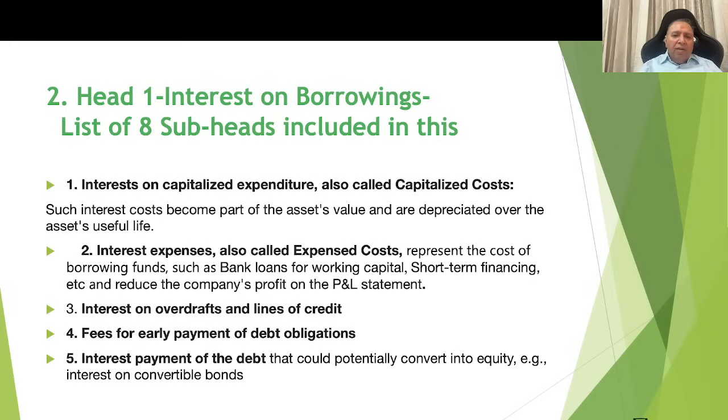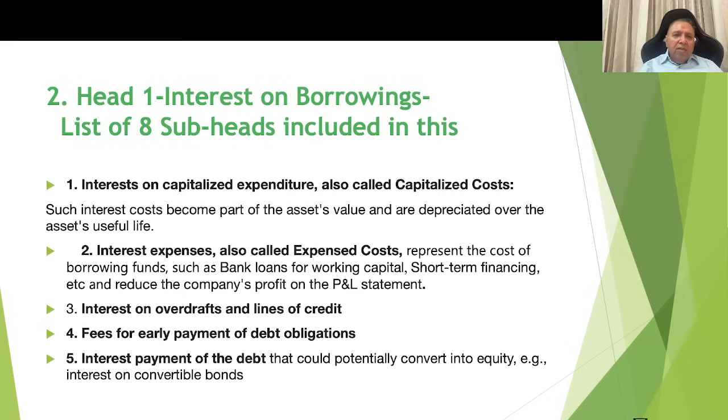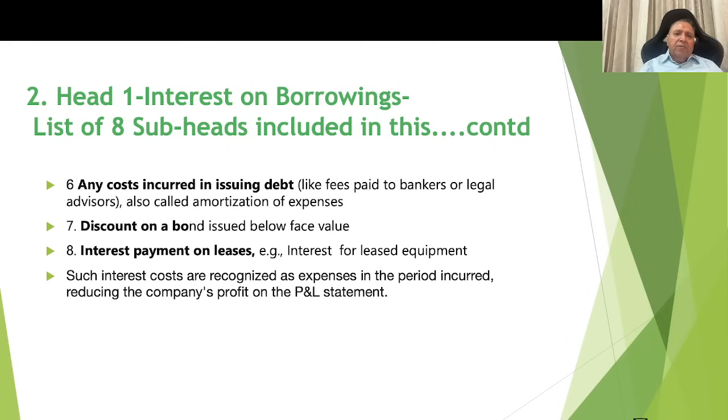Third is interest on overdraft and lines of credit. Fourth is fees for early payment of debt obligations, penalties paid. Interest payment on debt that could potentially be converted into equity, for example, interest on convertible bonds. Any cost related to issuing the debts, like fees paid to bankers, discount on the bond issued below the face value, interest payment on leases. So such interest costs are recognized as expenses in the period incurred, reducing the company's profit on the P&L account. So that means under the one broad head of interest on borrowing, there are 8 subheads.